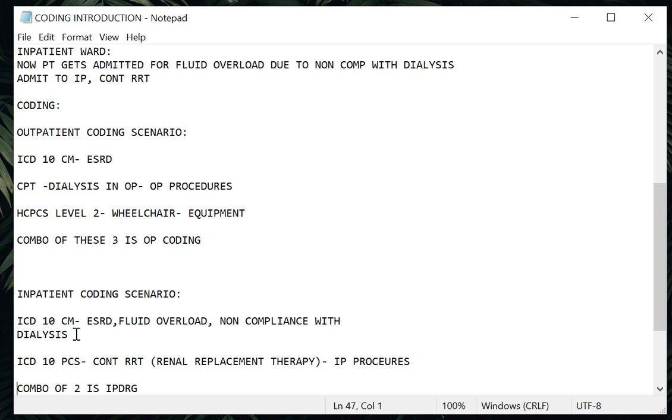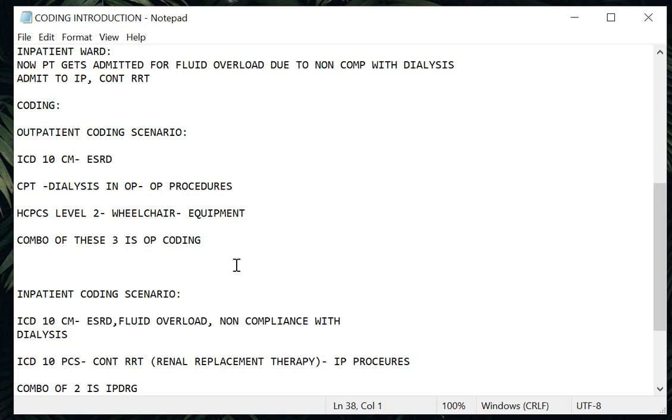Next, ICD-10-PCS, which I have already told you, is a coding system which takes the procedures performed in the IP. What is the procedure performed here in the IP? They have given us continue renal replacement therapy. So they are doing one of the renal replacement therapies. It could be either hemodialysis, peritoneal dialysis, or hemofiltration. Depending on what they are doing, we should take the PCS coding for that. The combination of ICD-10-CM and ICD-10-PCS is what we call IPDRG, that is inpatient diagnosis related group. This is what we call types of coding.